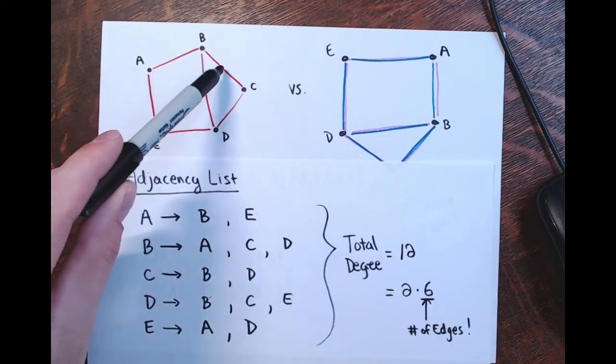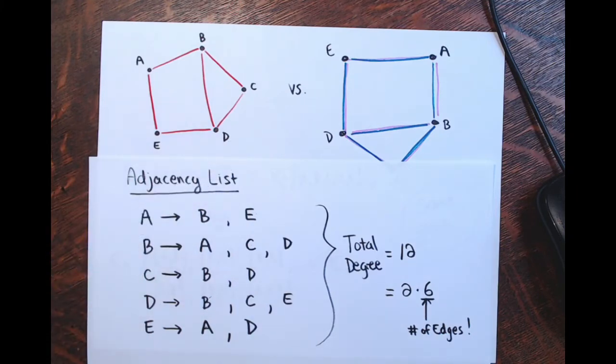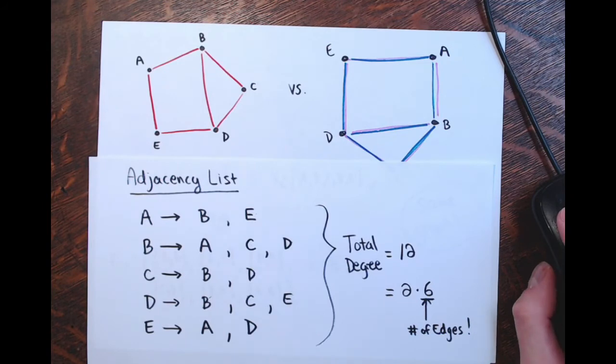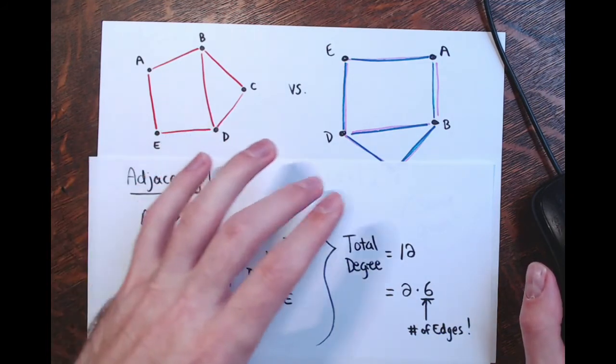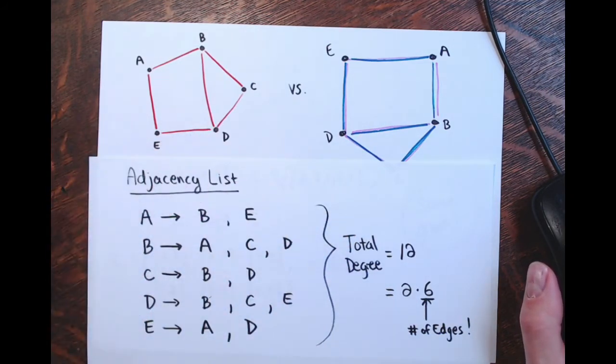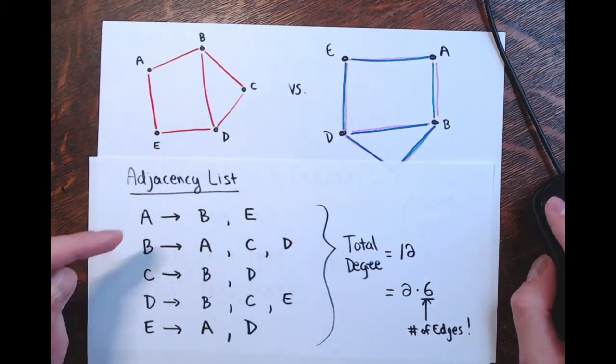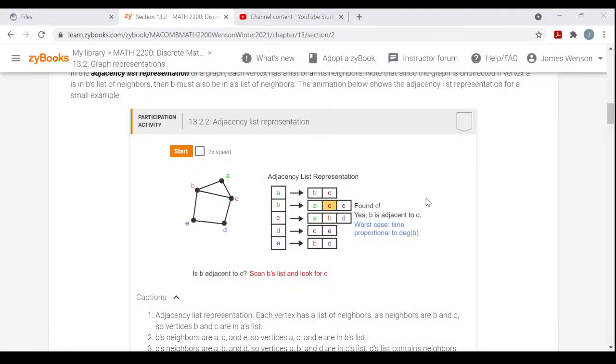And you can count them, right? 1, 2, 3, 4, 5, 6. Okay, but they're not asking for that. I'm just pointing out that if you look at an adjacency list, once you have an adjacency list set up, it's very easy to determine total degree and the degree of each vertex. All right.